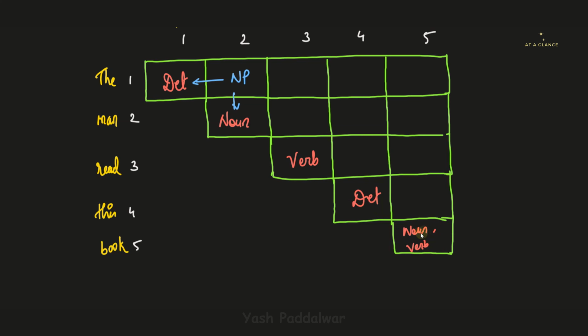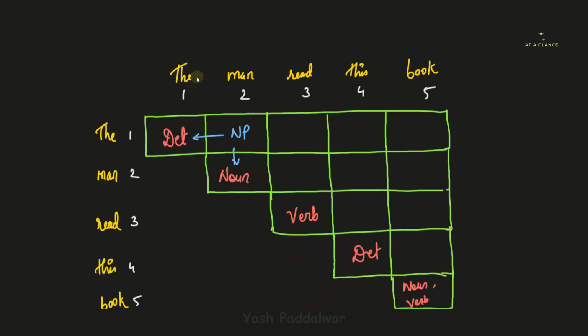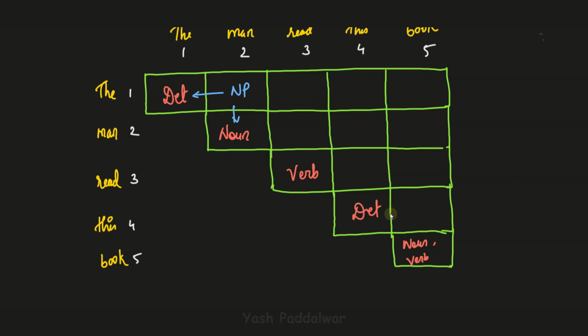Determiner and noun or determiner and verb. We already know that determiner and noun can be combined to form noun phrase as the rule says. You can see determiner nominal, nominal is noun. So determiner noun can comprise together to form noun phrase. So we can simply combine these two and we can write noun phrase over here. And now we are completed with this particular level.